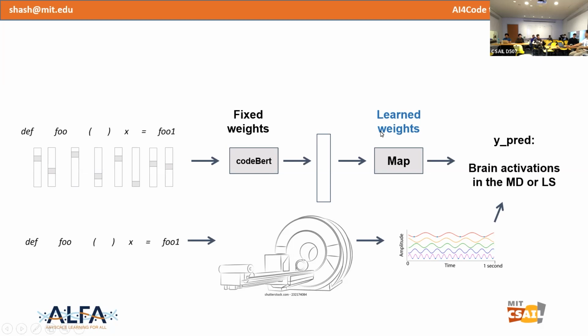You learn this on, let's say, 100 to 200 people, an extremely expensive process. And then for some unseen program altogether, you can use this mapping model as an in silico way of running these experiments.